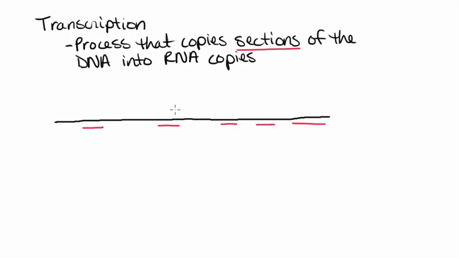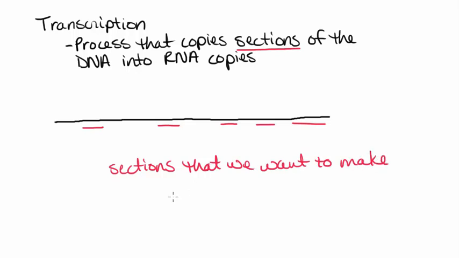Those sections that we're going to copy would be the sections that we really want to make a product from. When we talk about making a product from it, generally speaking, we're talking about protein, some type of protein that's going to function inside the cell. Sometimes we do just want to make an RNA molecule from it, but for the most part, it is going to be the protein that we're considering.